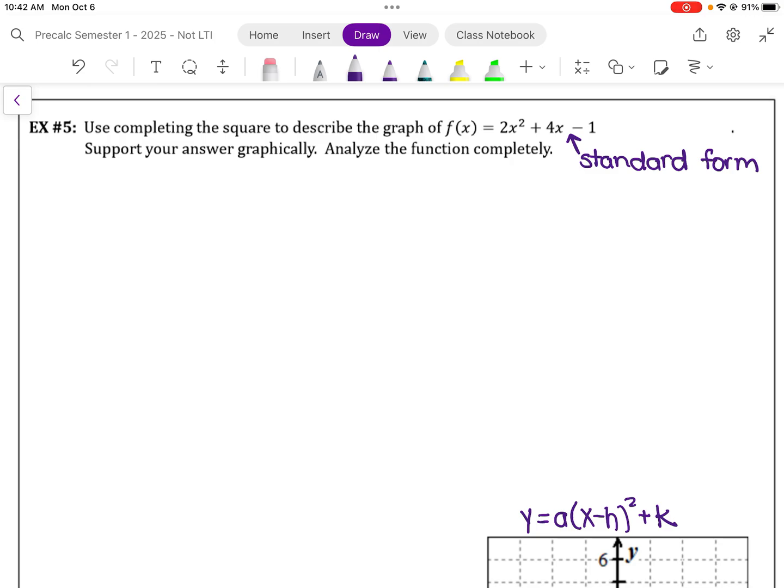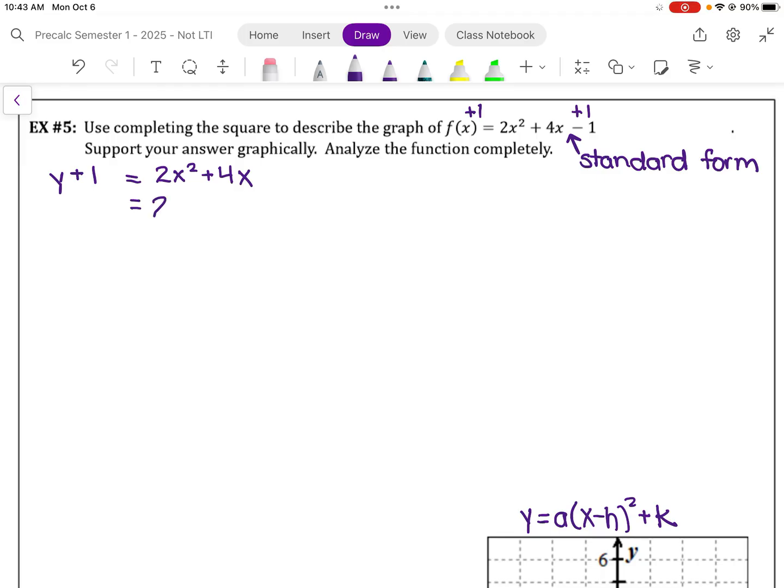So following our steps, we do have where A is not 1. So instead of f of x, I'm going to put y. My step 1 is to move that minus 1 over. I'm going to add 1 to both sides. And so then I have 2x squared plus 4x over here, and that's it. Okay. And then notice that A, that number out front, is not 1, it's 2. So I need to factor that out.